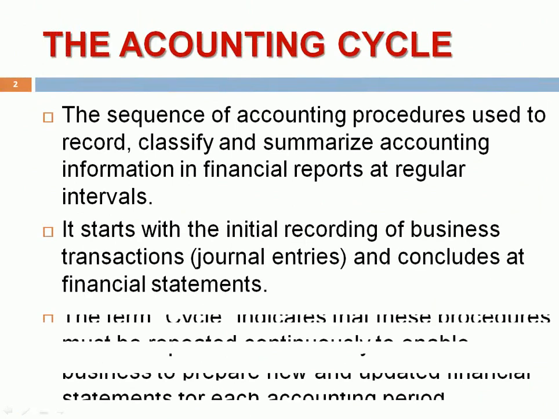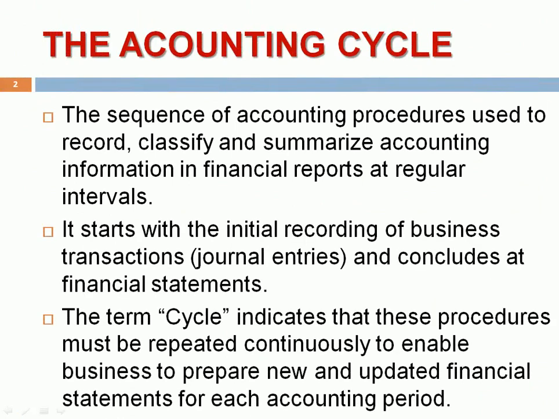First of all, we would look at what is accounting cycle. It is the sequence of accounting procedures used to record, classify, and summarize accounting information in financial reports at regular intervals. It starts with the initial recording of business transactions, which is journal entry, and concludes at financial statements. The term cycle in the accounting cycle indicates that these procedures must be repeated continuously to enable business to prepare new and updated financial statements for each accounting period.